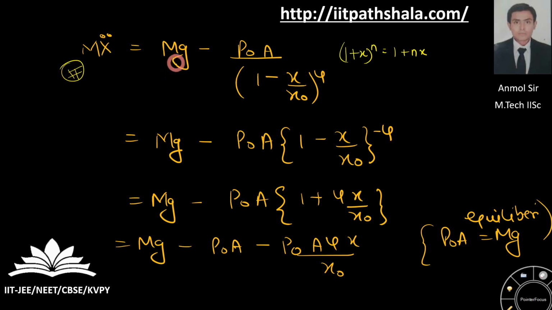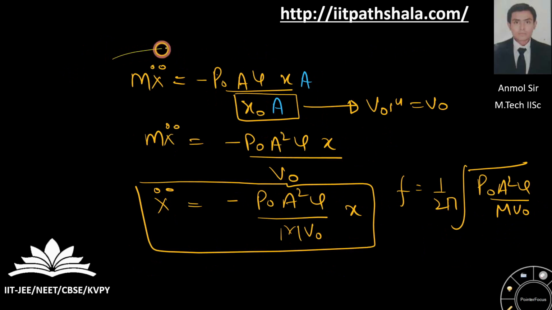So what I have done over here is, I've taken the inverse of this expression as follows. I've applied this mathematical formulation and I'm left with the following equation over here. Mg is equal to P0 A. At equilibrium, I'll be getting rid of this term. So henceforth, I'll be getting an expression something like this.